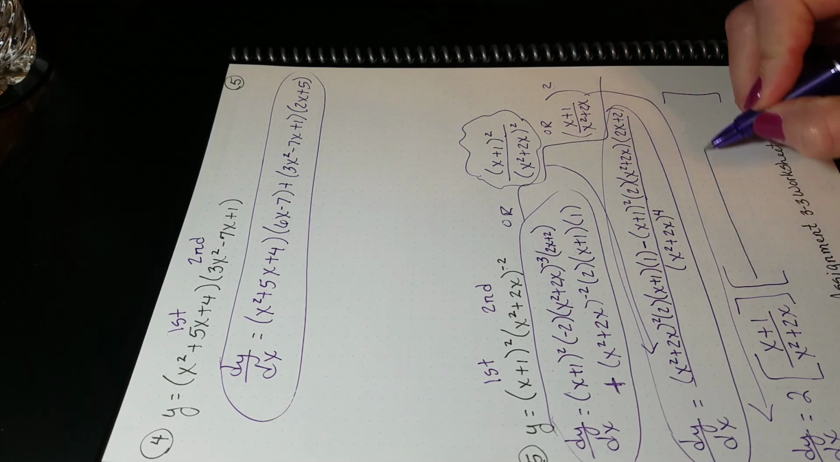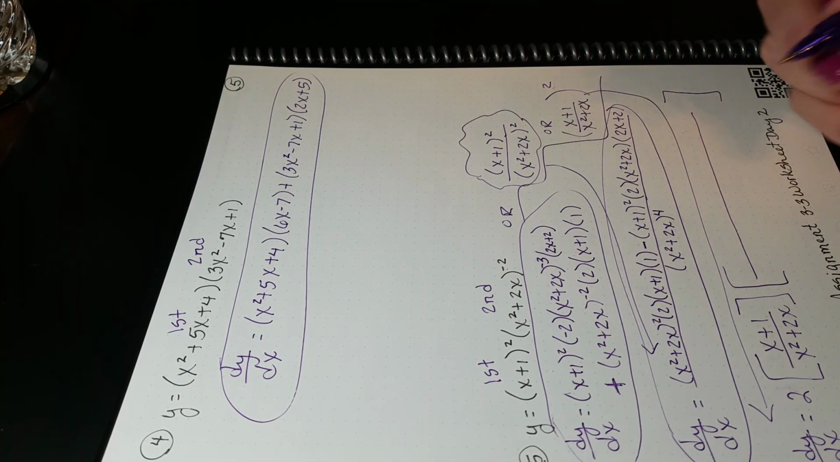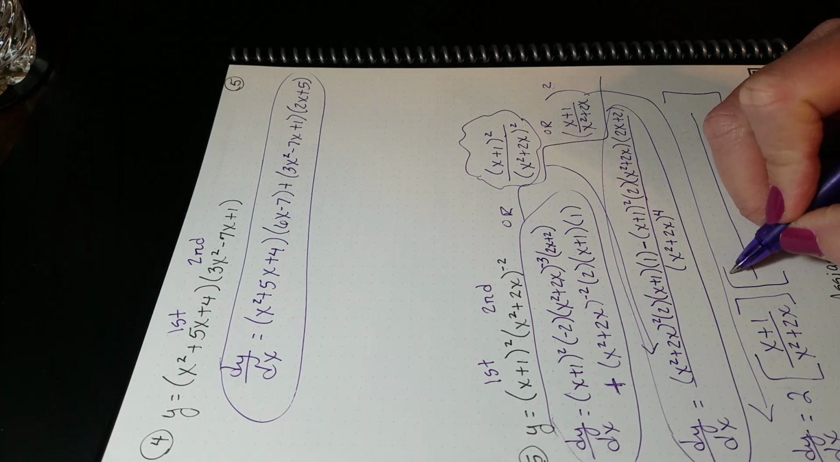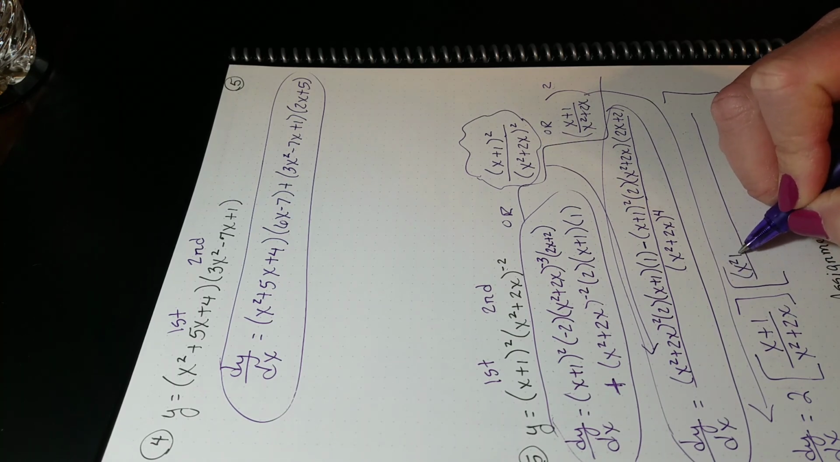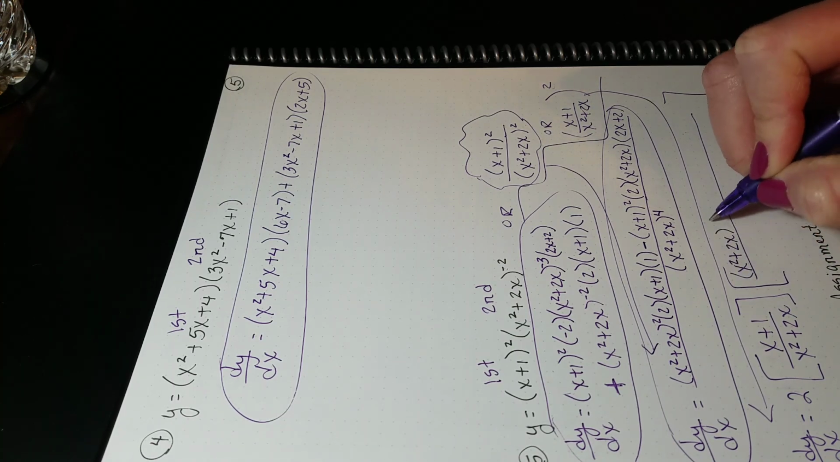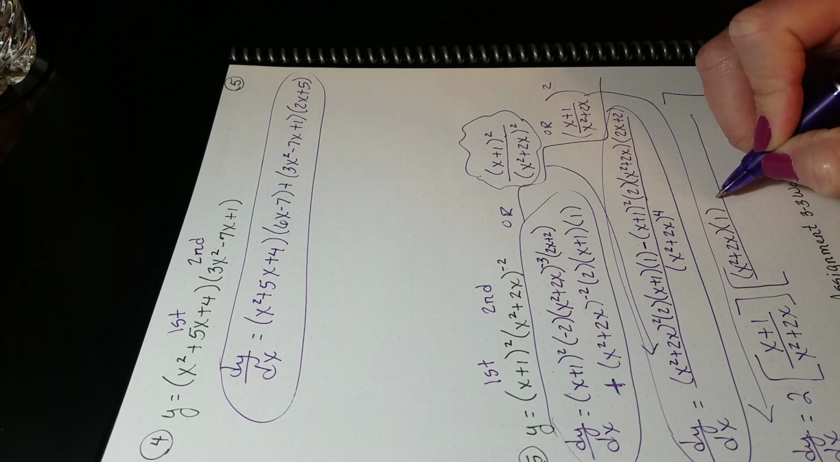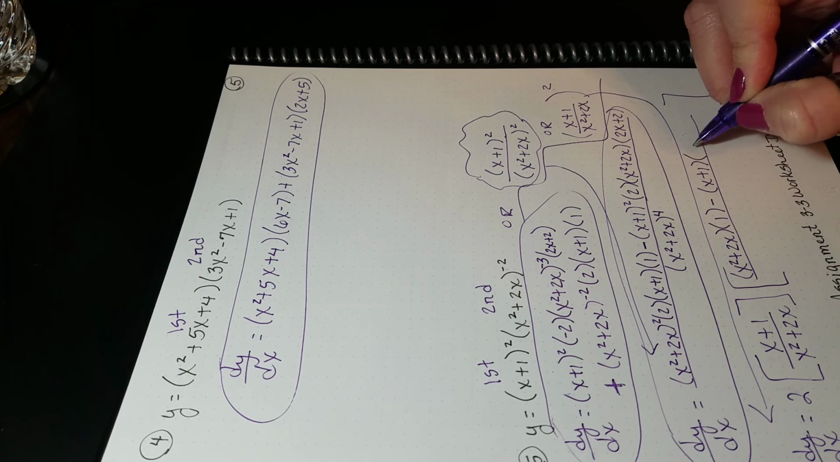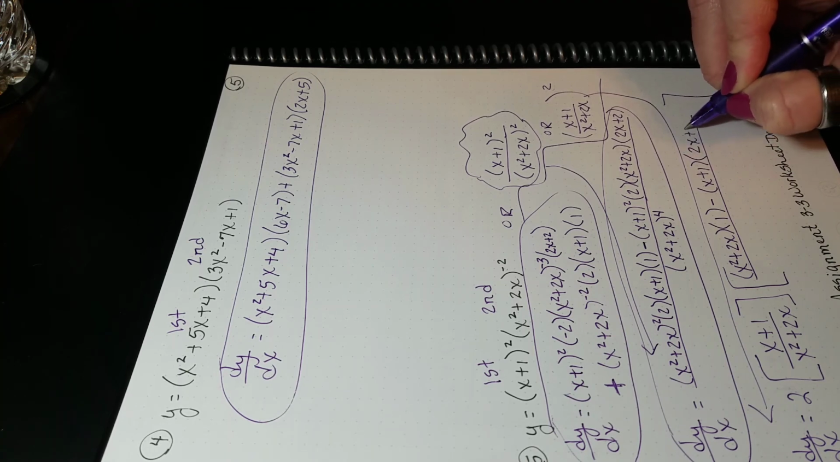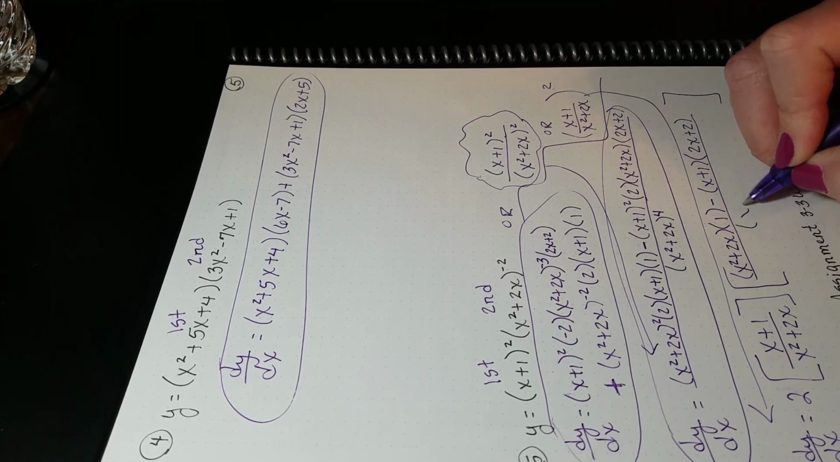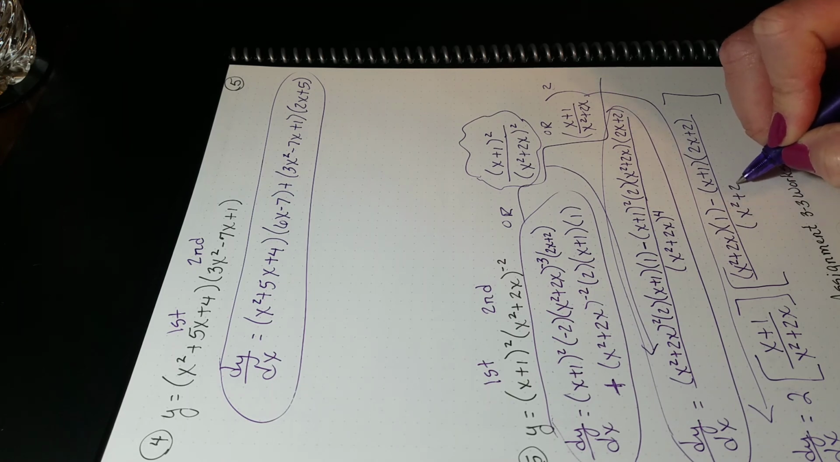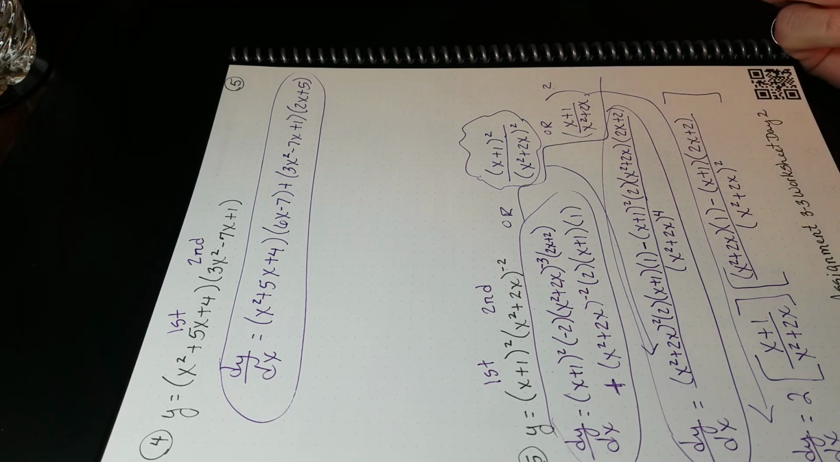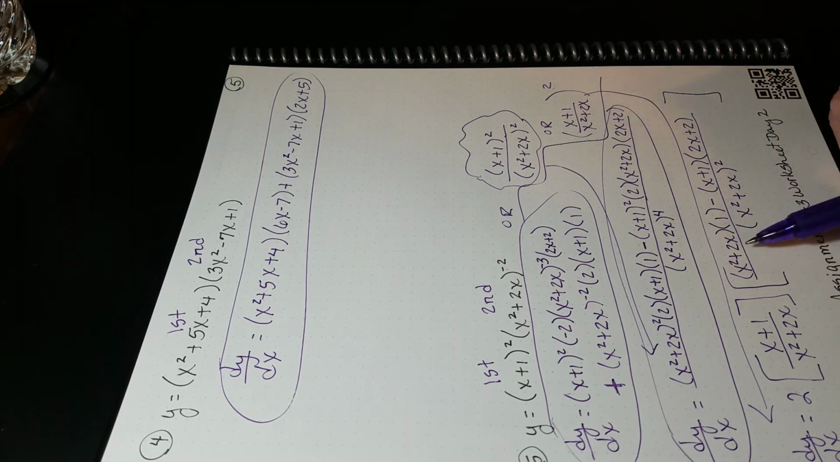So that would be, and these can be parentheses, they don't have to be brackets, but it would be bottom, x squared plus 2x, times the derivative of the top, 1, minus the top, x plus 1, times the derivative of the bottom, 2x plus 2, all over the bottom quantity squared, x squared plus 2x quantity squared. So I guess, honestly, it's better to put the brackets because you have all the parentheses to show the multiplication.